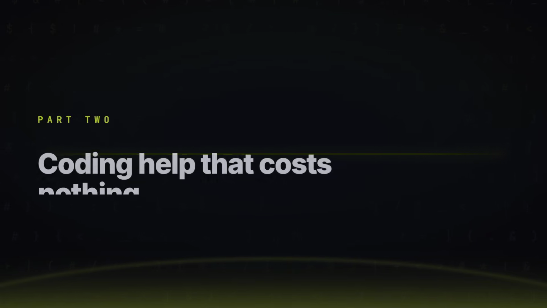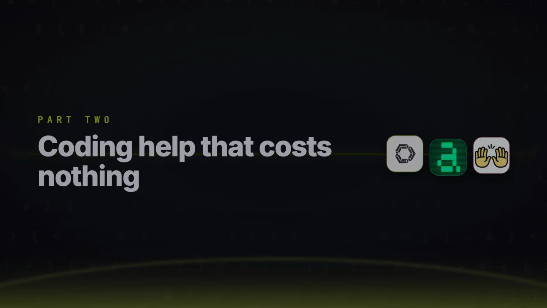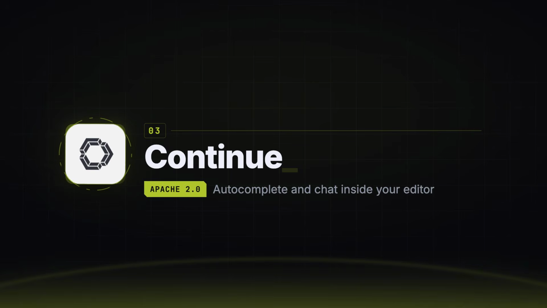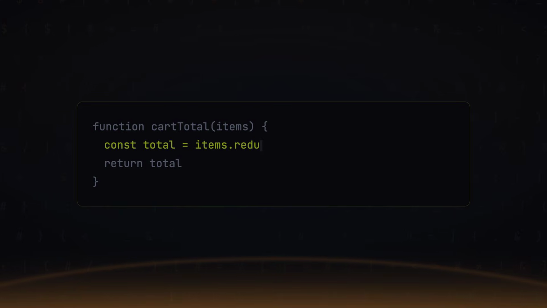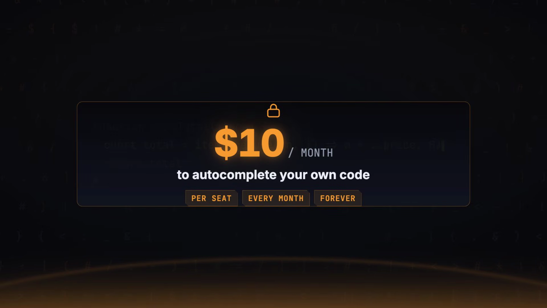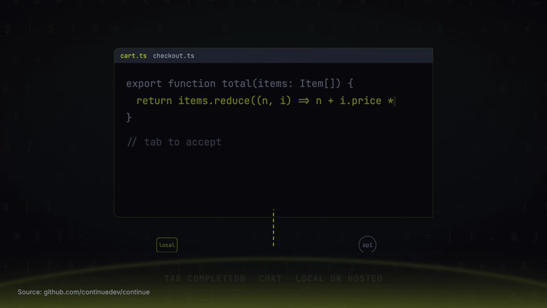Now, for the part your editor has quietly started charging you for, every month. Continue puts completion and chat inside the editor you already use, and it hands you the choice of exactly which model sits behind it. Autocomplete quietly turned into a subscription somewhere along the way. Billed per seat on code that you wrote in a repository that belongs to you. Ghost text appears as you type and tab takes it, exactly like the paid ones.